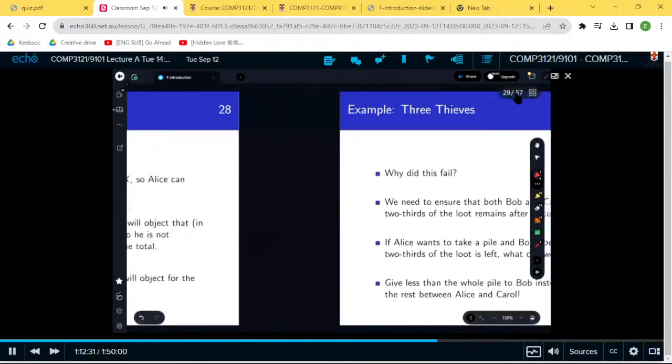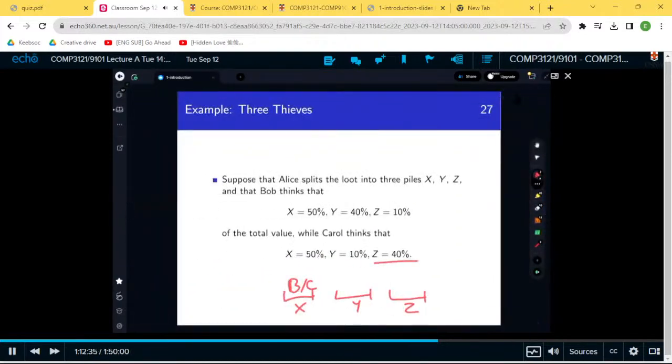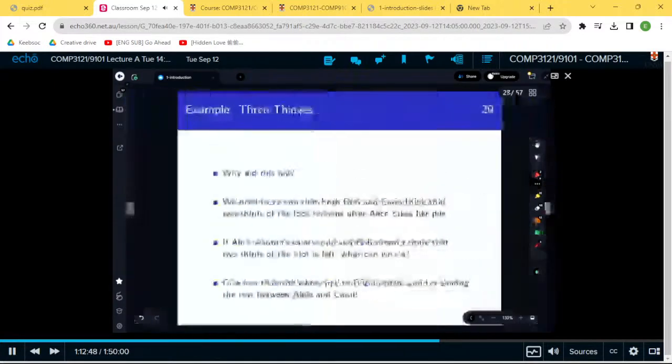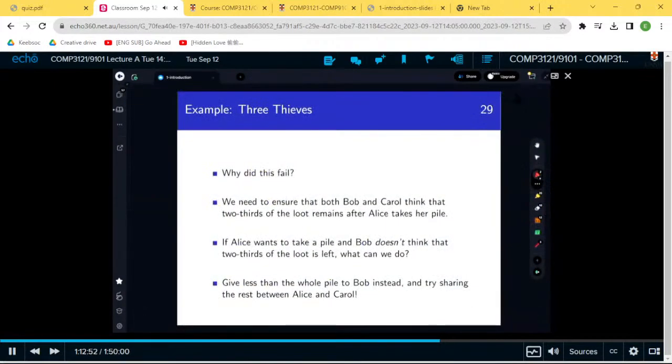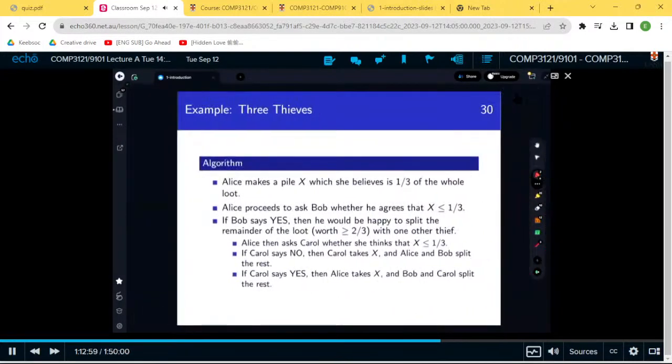So we have some wiggle room in the sense that, in this example, if we give X to Bob, Bob thinks that he got 50% of the loot. So we have some wiggle room to give maybe less to Bob. So we try to give less to Bob and try sharing the rest between Alice and Carol. Okay, so what's our algorithm in more detail?